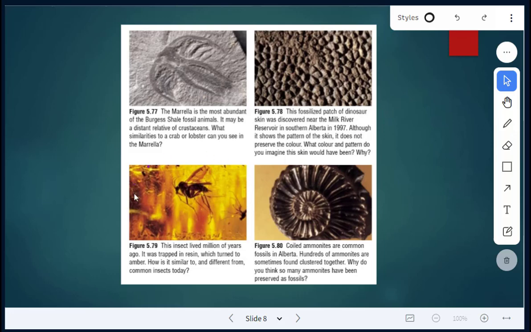Here, again, like we saw before, trapped in resin, which turned to amber. So we have an insect here. This is a coiled ammonite, common fossils found in Alberta. Sometimes hundreds of them are found clustered together.